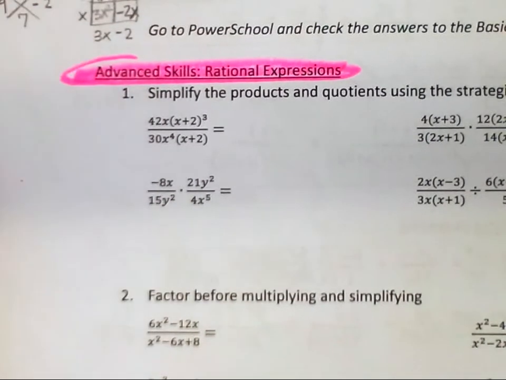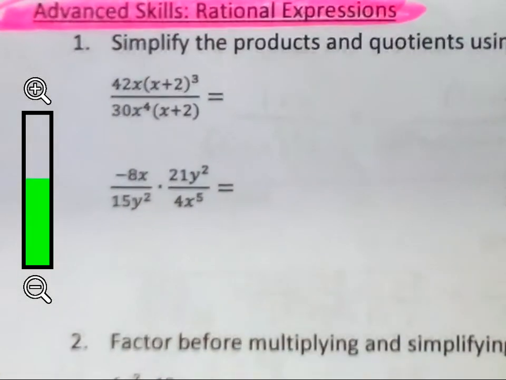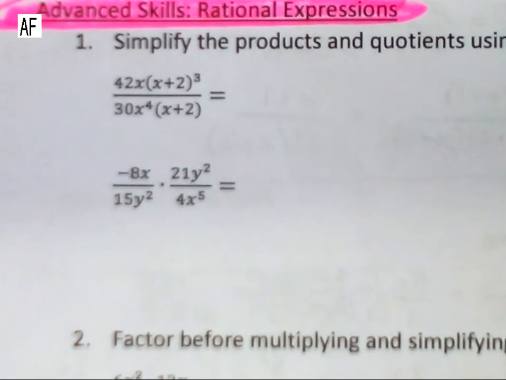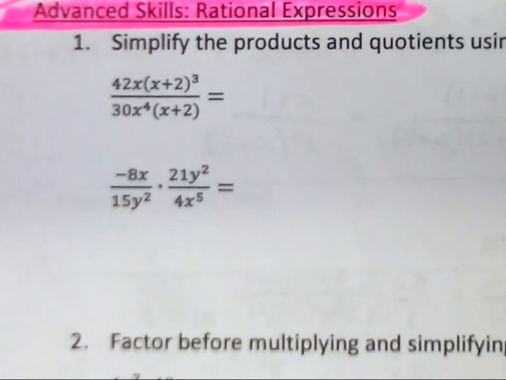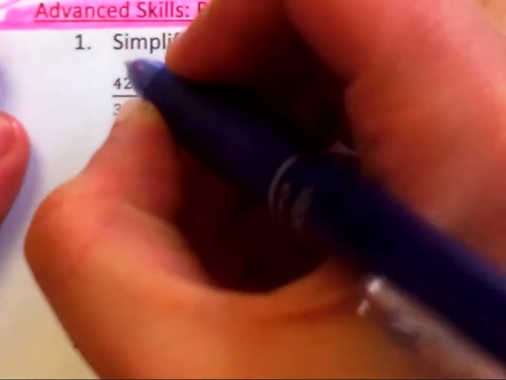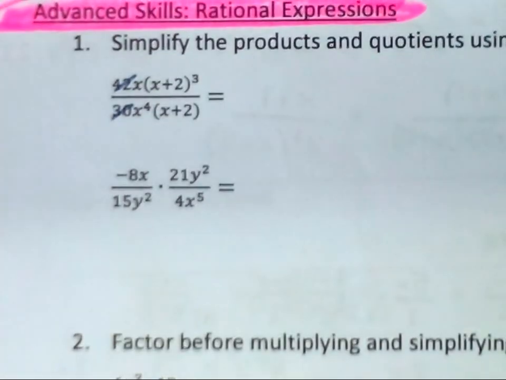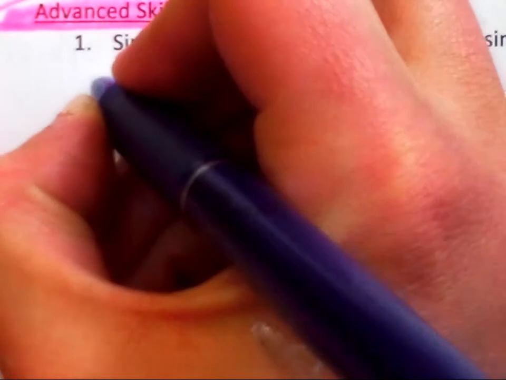So we have 42 over 30, which has a common factor of 6. So if we reduce those by dividing them each by 6 or crossing out a factor of 6 over 6, that's going to reduce to a 7 and a 5.